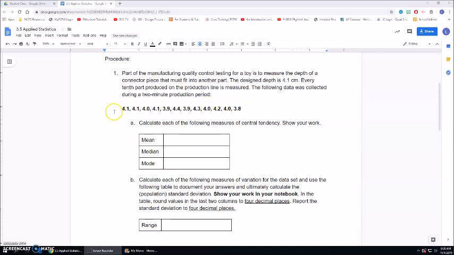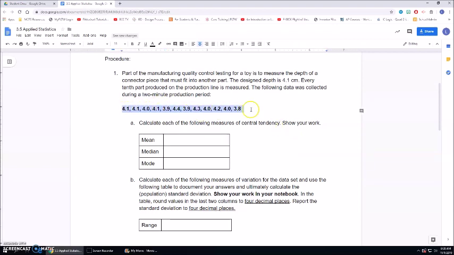You are now going to use this data to calculate the following measures of central tendency, and you need to show your work. Now we want to see final answers in these boxes. The work should be, you guessed it, in your notebook. So make sure that you're typing your final answer here, but that work gets documented in your notebook, and then you're going to upload those images along with your assignment, just like you did previously.